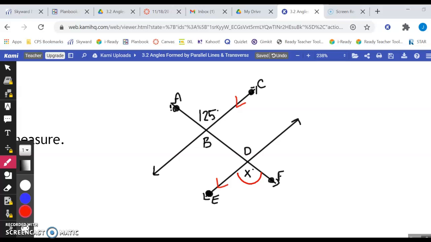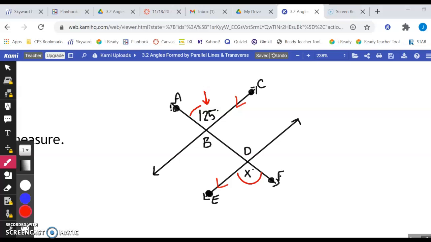And the only other thing that we know is that this angle ABC over here is 125 degrees. So we have to determine if that is the same as 125 or if that X would be the other angle. So the transversal, both of those angles are on the outside of our parallel lines, so they're exterior, and they are on opposite sides of the transversal. So that means they were alternate exterior angles.